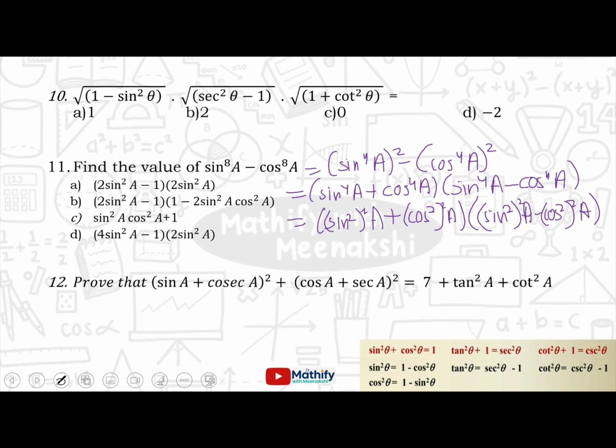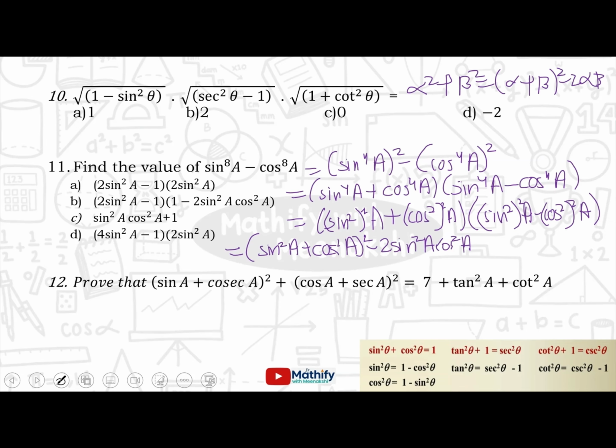Now, again, sine square a plus cos square a. What can you do? Here you will use that identity: alpha square plus beta square is alpha plus beta whole square minus 2 alpha beta. Why are we using this? Because then sine square plus cos square will be 1. So let's use that. Alpha, that is sine square a, plus cos square a whole square minus 2 sine square cos square. This we have just solved for the first bracket.